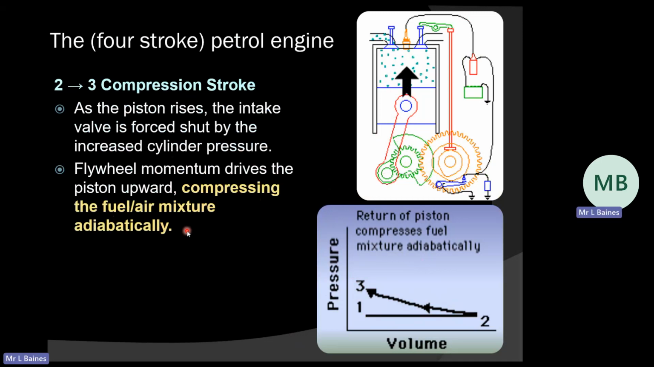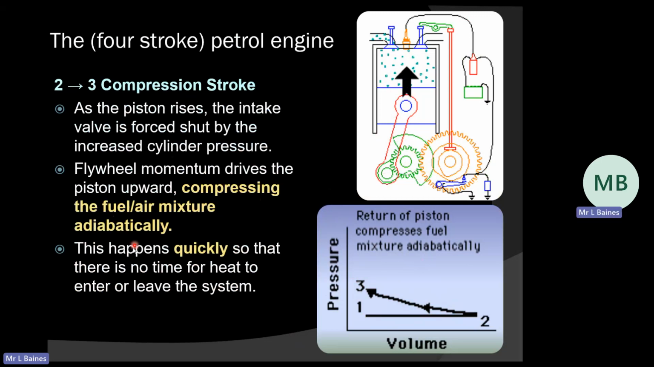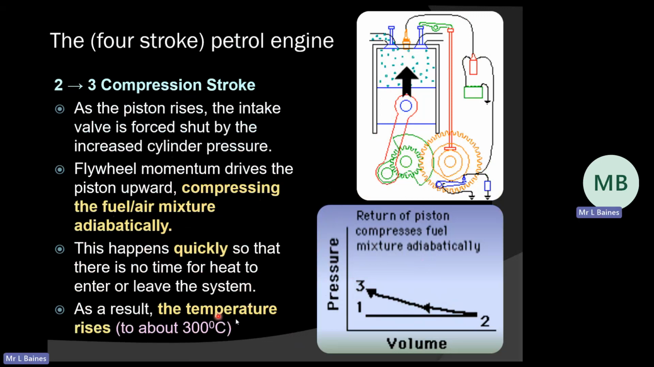Think quite carefully about what's going to happen here. If I'm compressing it adiabatically, we've got no heat transfer. I know that the internal energy of that gas is going to increase, and therefore the temperature of that mixture is going to increase. It happens quickly, so there's no time for heat to leave. That's why it's adiabatic, and my temperature is going to rise to about 300 degrees. Even though it comes in at normal atmospheric temperature, probably room temperature, maybe a little warmer because it's near the engine, it rises very quickly due to that compression.